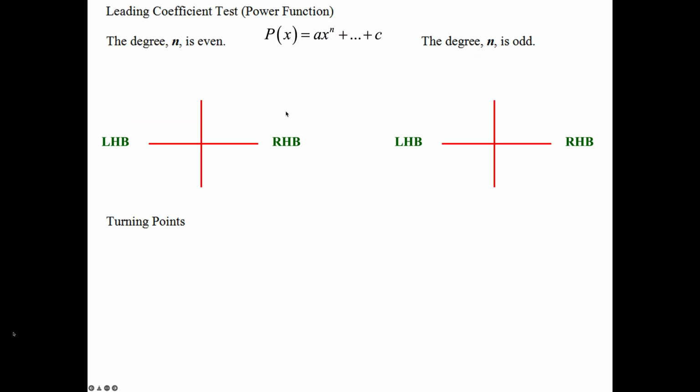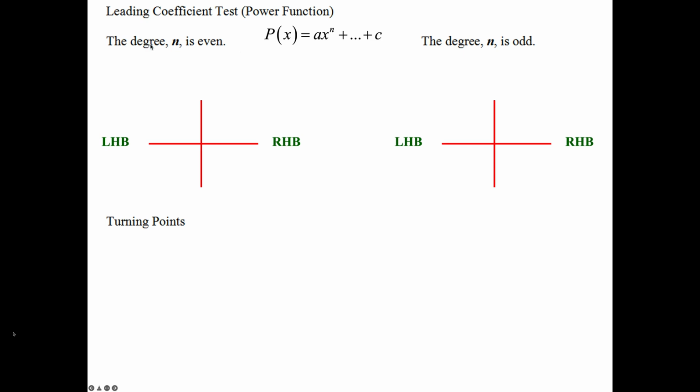All right, so talking a little bit more about our leading coefficient test. All right, this is for power functions. That means polynomial functions. What we're really going to look at here is just the first term and the last term of a polynomial function. Everything in between doesn't tell us much.